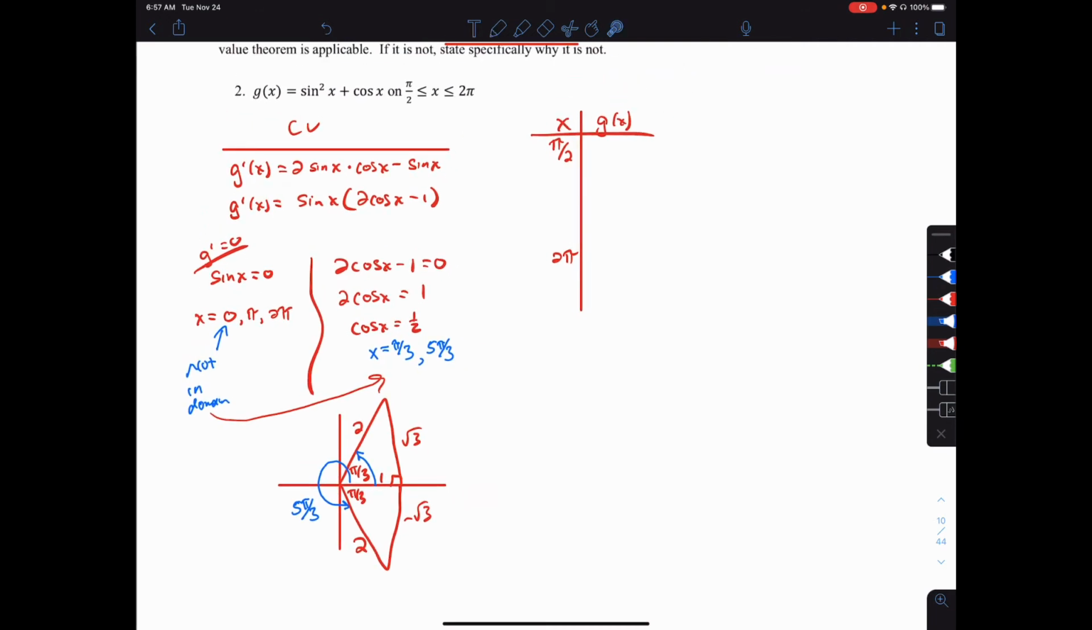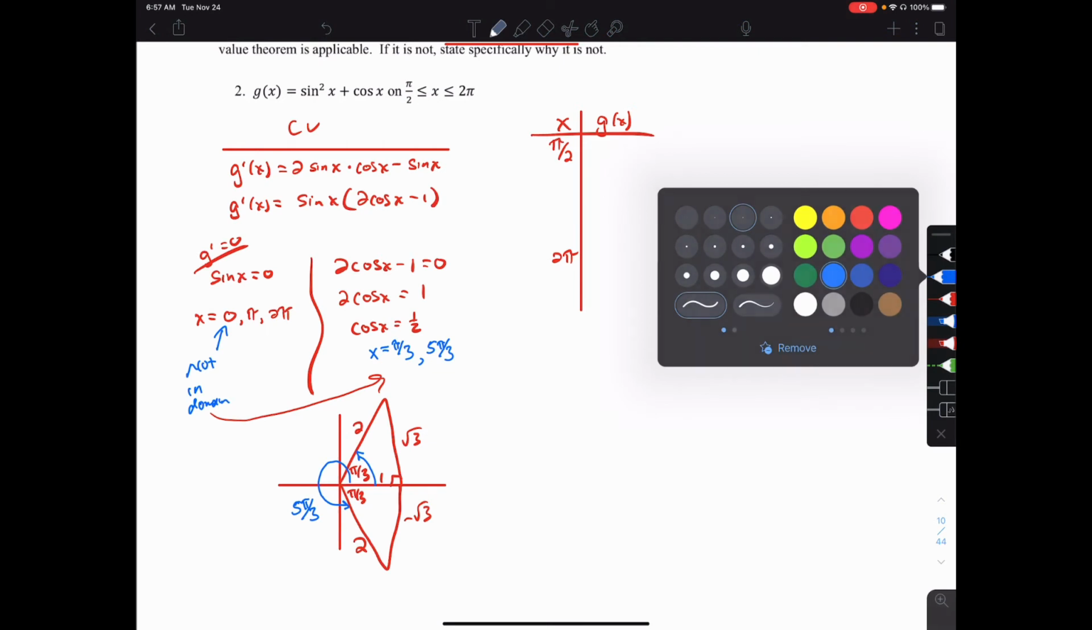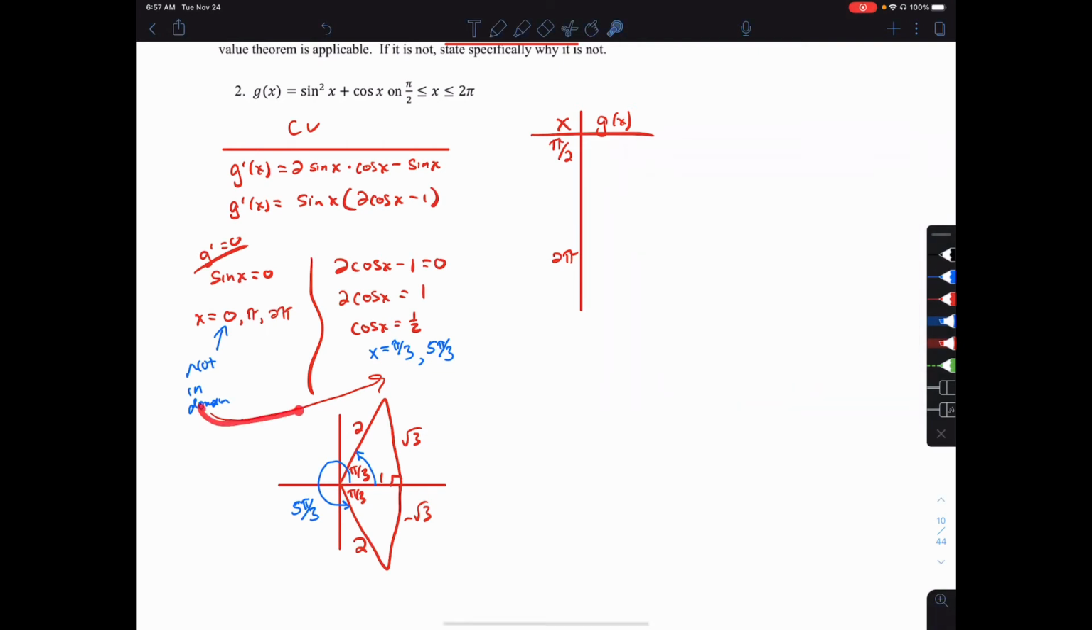Both of those, well, no, not both of those. This one here is in the domain. This one here, not in the domain. Oh, look, premeditated, not in the domain. How about that, y'all? So the candidates test says that I need to use the n values, which I've already got written here, and any critical values from the first derivative. So I have to include pi, 2 pi, which I already have, 5 pi over 3.